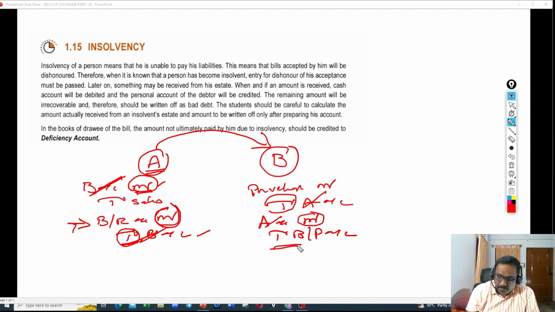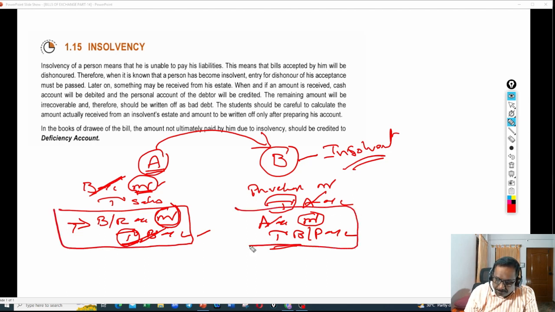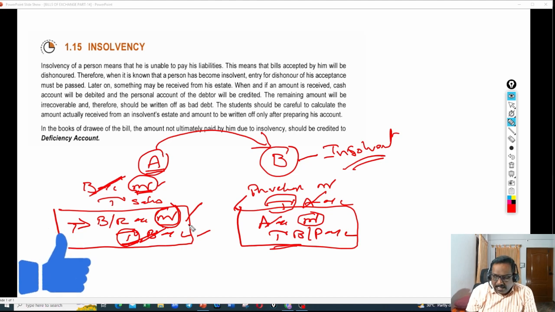Now what happened? B became insolvent. That means his liabilities are more than his assets, and he is not in a position to pay his liabilities. So B has been declared insolvent. As soon as he became insolvent, what are we supposed to do? We are supposed to pass a dishonor entry. This entry is pending in our books, saying that I have to receive this bill amount from B, and B is saying that I have to pay this bill amount to A. This is the bill drawn and accepted, kept pending for payment.